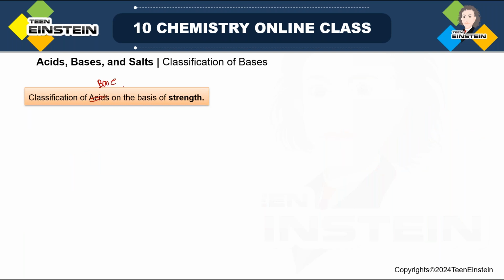Next we'll see classification of base on the basis of strength. Just like acid, where you have seen classification of acid on the basis of strength, here also we can do classification of base on the basis of strength, and the logic is the same. Suppose you have started with X moles of base, what is the percentage ionized? Is it close to 100%? Then you can call it strong base. If it is 10%, 2%, 5%, you will call it weak base.